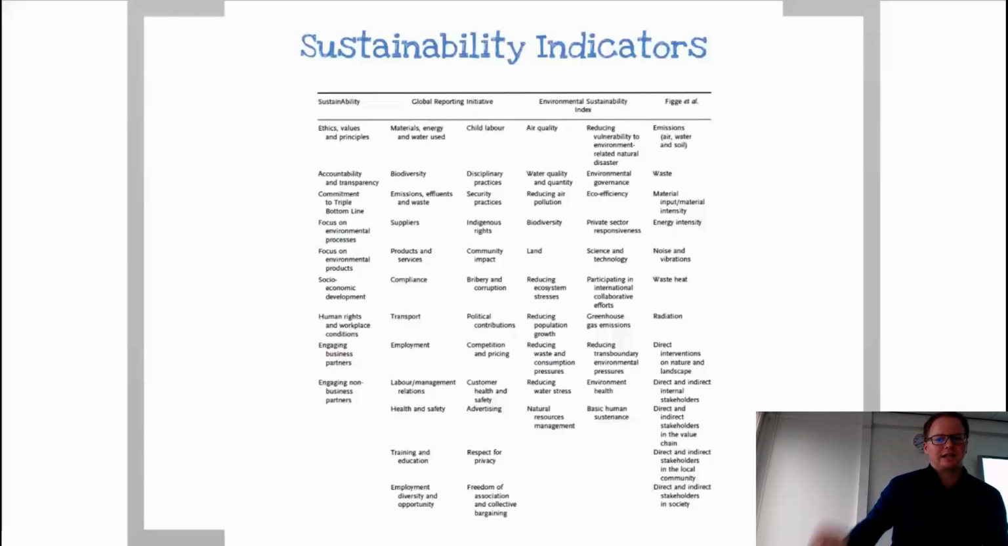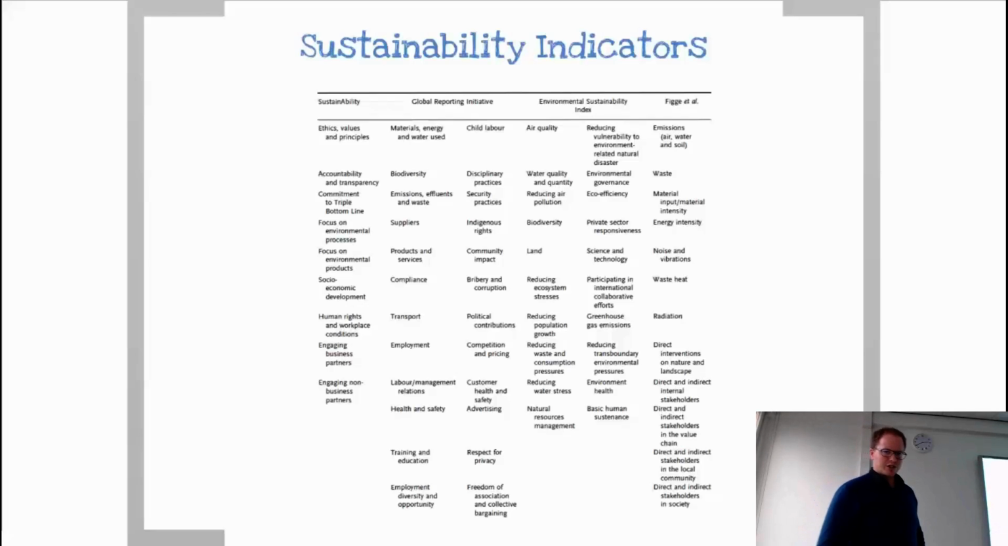And then they have done their own study, so we're working closely together with our environmental agency here in the UK. So they have approaches slightly different. On one scale, you can see the ethics, values, and principles, and accountability, commitment, and they go along a focus on environmental products, social economic development, human rights. And then with the Global Reporting Initiative, you go a little bit the other way around.